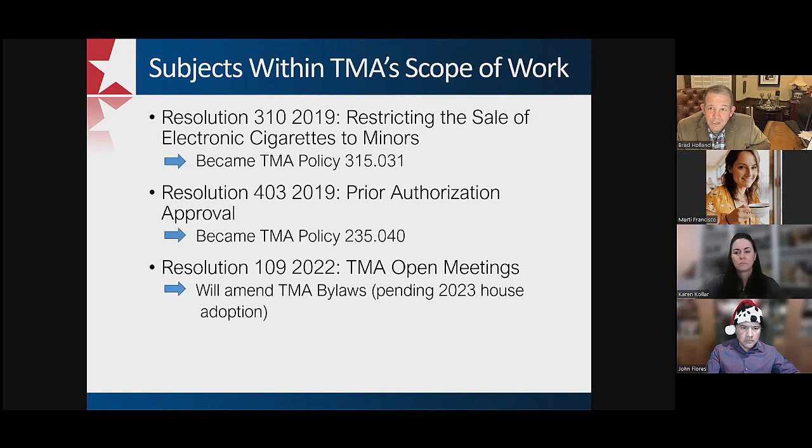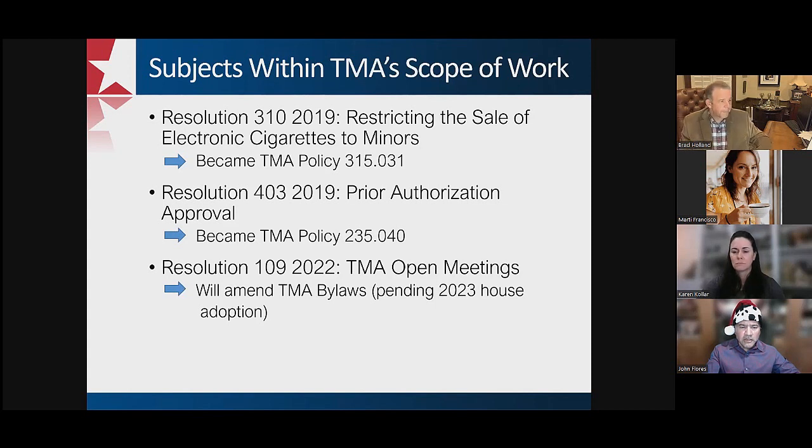And then Resolution 109 in 2022 talked about open TMA meetings. That was an internal type of policy change that amended our TMA bylaws. And if that is approved in 2023, we will have a different policy in terms of our open TMA meetings. Those are some examples of how a single resolution can become policy, can become policy that then affects the legislative and lobbying efforts, or can amend our bylaws and our process.